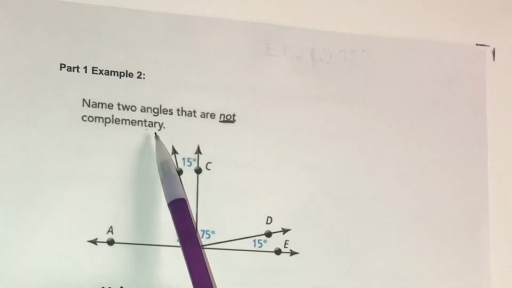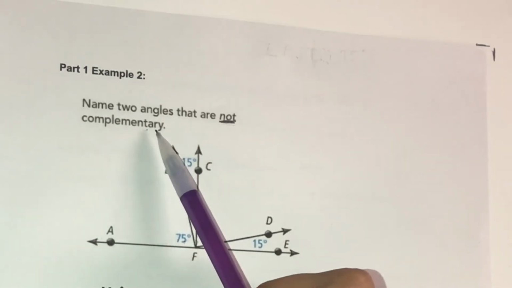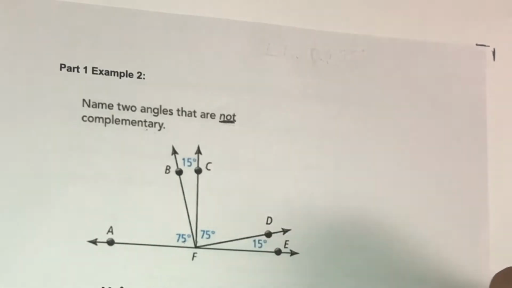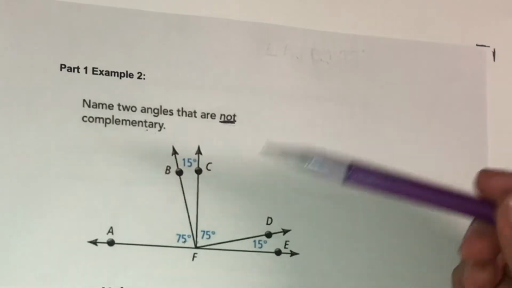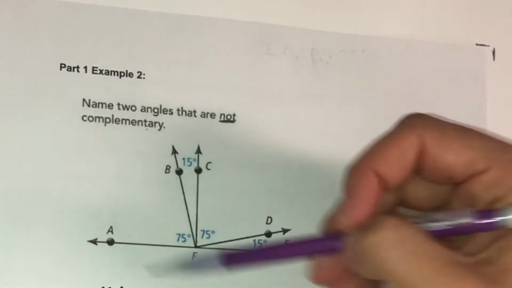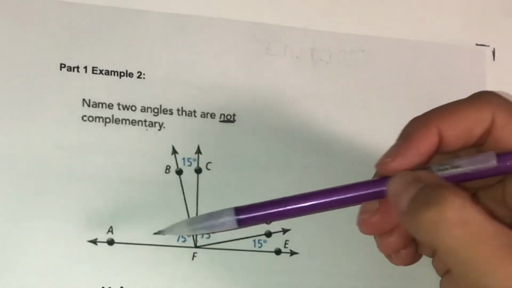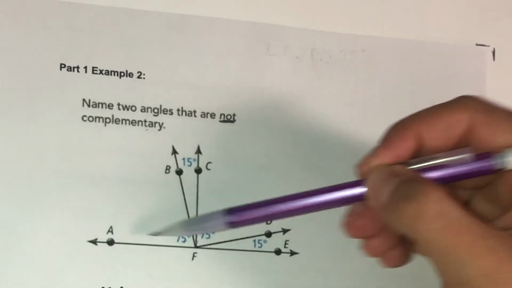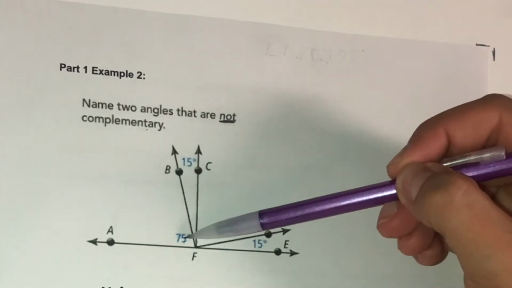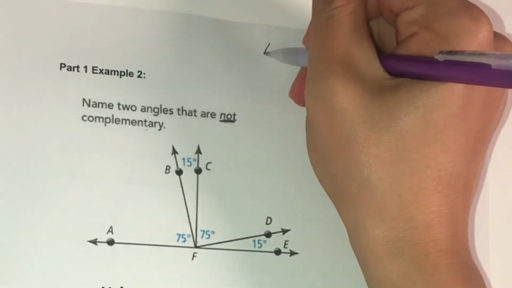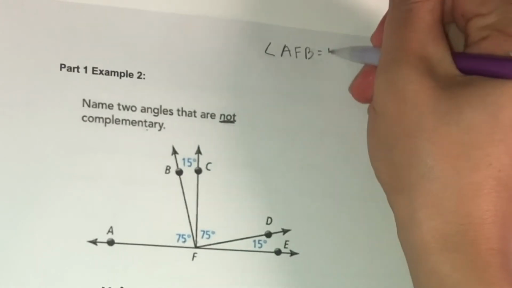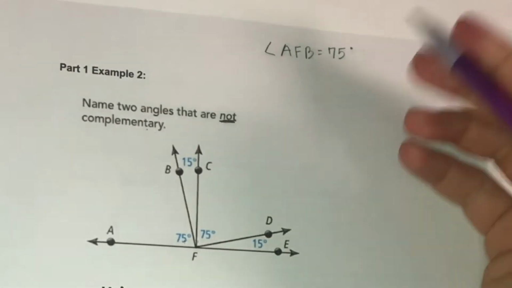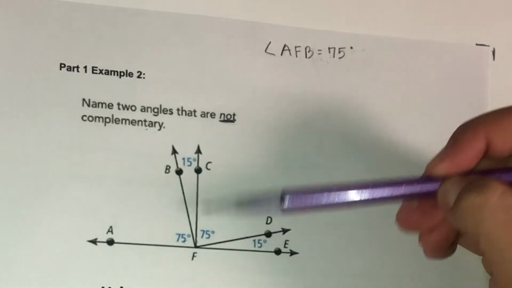Part 1, Example 2. It says, name two angles that are not complementary. So we know complementary angles equal 90 degrees, so we want to find pairs that, when added together, do not equal 90 degrees. So the first thing I'm going to do, I'm going to list off to the side the measure of each angle shown in this picture. So if I start off, here's an angle right here, angle AFB, I know is 75 degrees. I'm going to write that off to the side. So angle AFB equals 75 degrees.